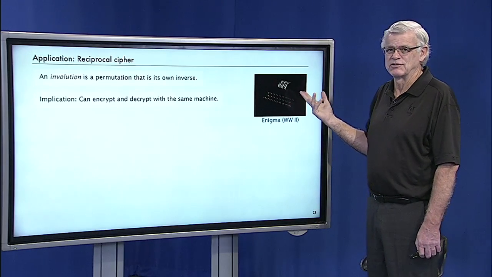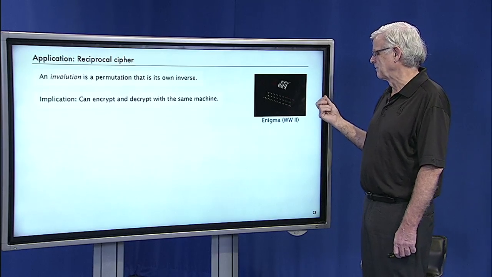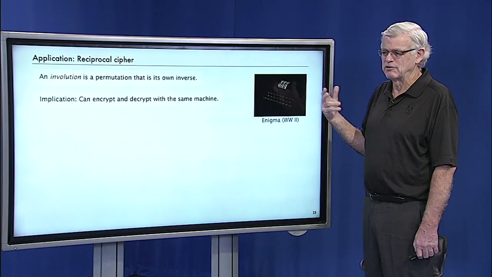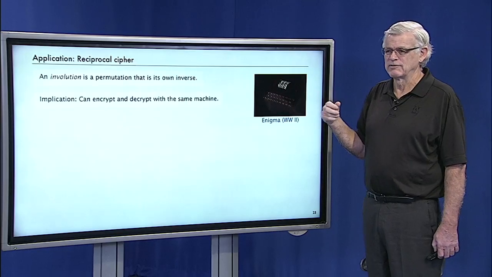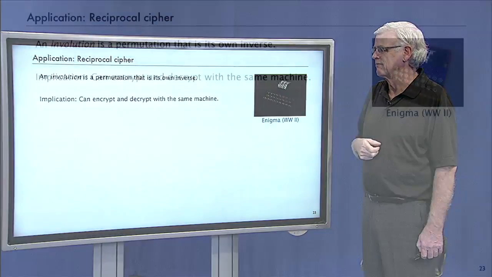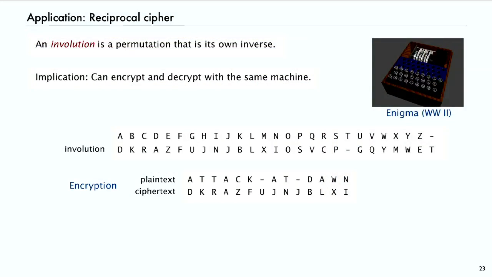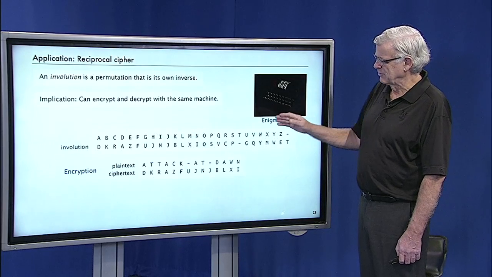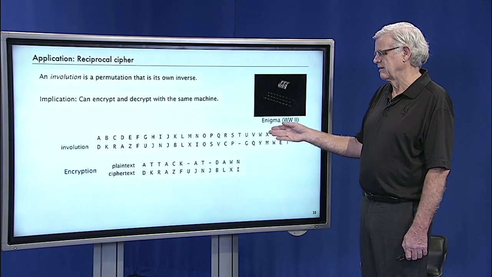A famous example of that is the Enigma machine that was used by the Germans in World War II. One of its components was an involution. So the idea is you have our letters from A to Z and minus for blank again. If the permutation that we use to encrypt is an involution, then we don't need to compute the inverse. The involution is its own inverse.